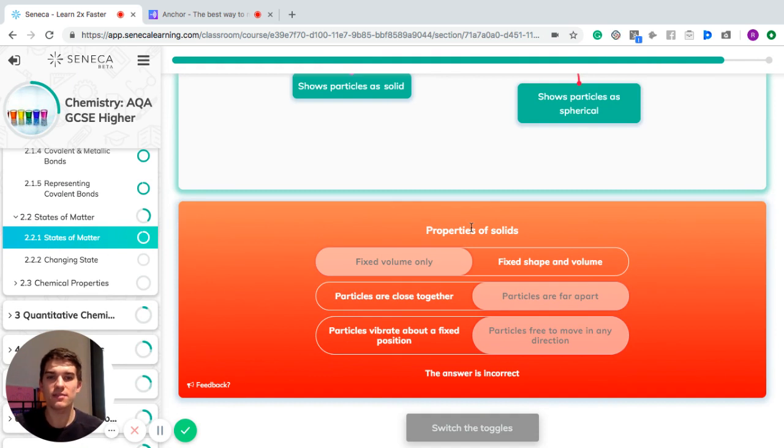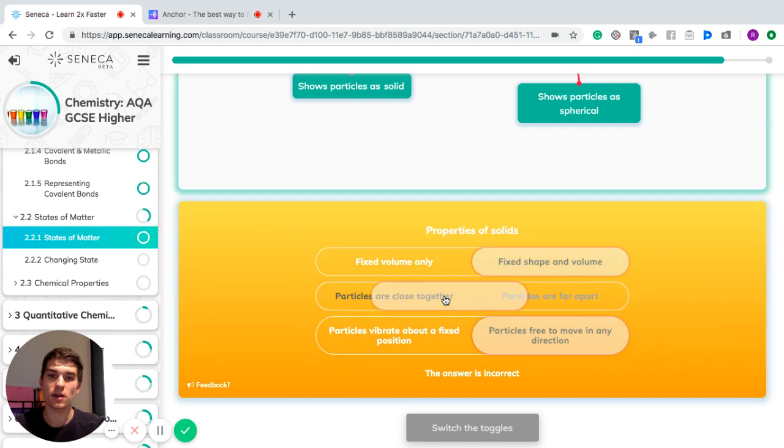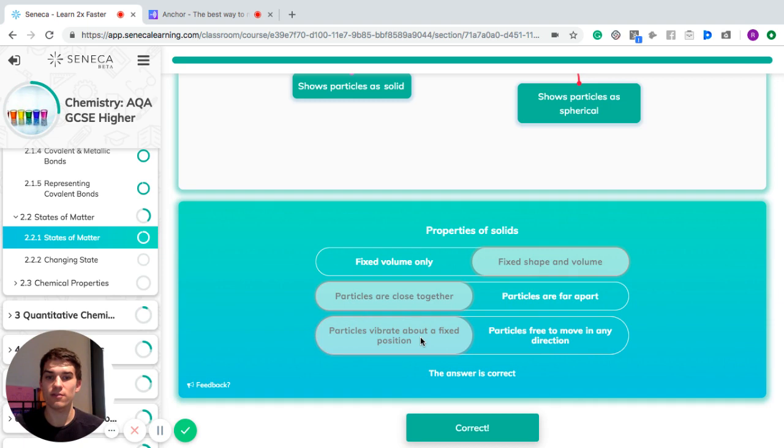Now remember the properties of solids. They're fixed shape and volume. The particles are very close together, and the particles vibrate about a fixed position.